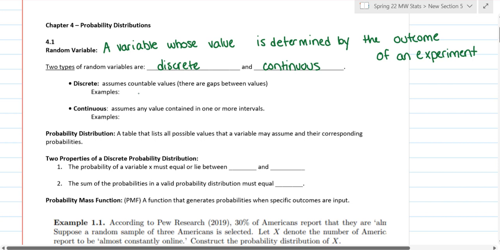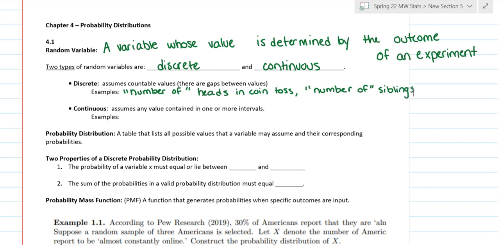An example of that would be number of heads obtained in a coin toss. Maybe number of siblings. Number of lightning strikes. Number of times someone says "like" in a speech, or things like that.